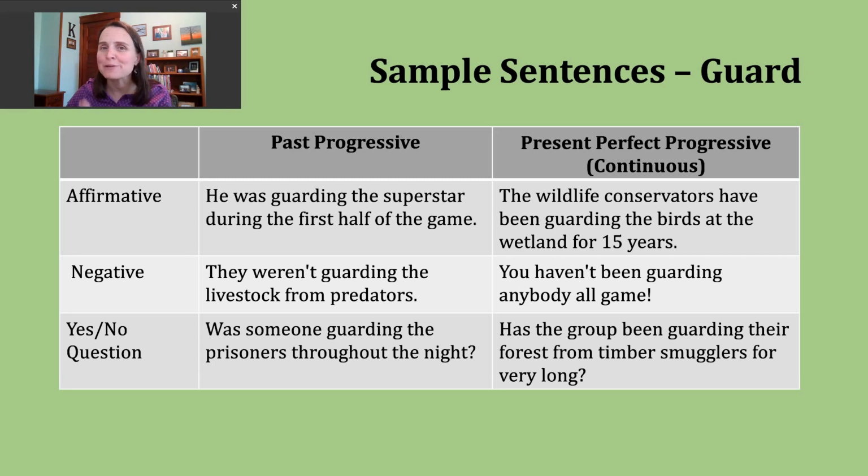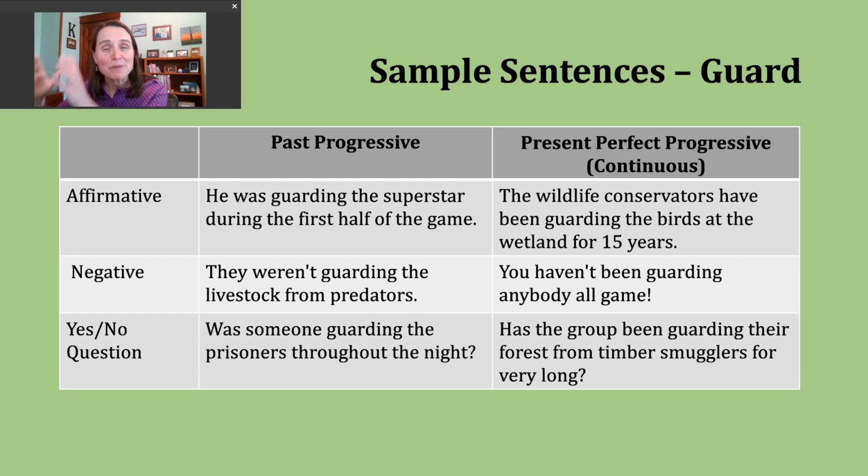Now, you'll remember just a moment ago I told you past progressive, 2 P's, you need 2 parts to your verb. Here we have present perfect progressive. So we have 3 P's. This should help you remember you're going to need 3 parts to make your verb.